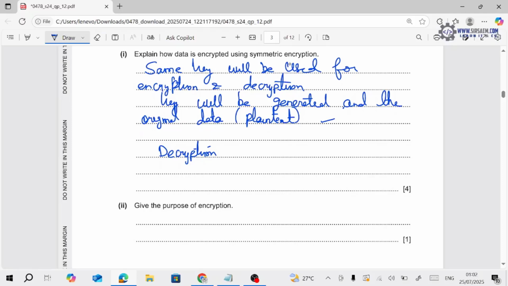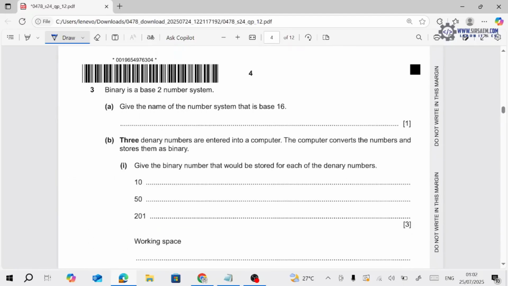Next part. Give the purpose of encryption. Obviously, encryption is there to make the data more secure and to make sure the data cannot be read by someone else. It cannot be intercepted.